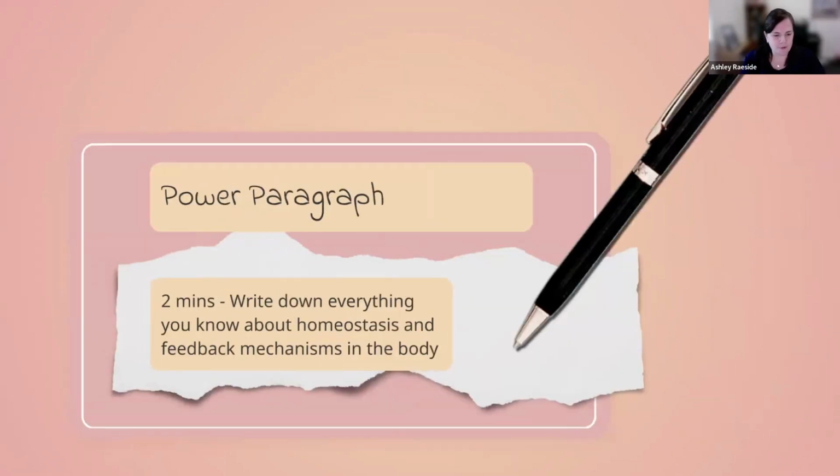You would remember from a couple of weeks ago, we did a little self-regulation activity called a power paragraph. So I want you to do this again today. For 2 minutes, you're going to write down everything that you can remember about homeostasis and feedback mechanisms in the body. So I want you to pause the video, set your timer for 2 minutes and write down everything you can in that 2 minutes. And then I want you to put that aside and we're going to revisit that at the end of our session today. So pause now and I'll see you in 2 minutes.